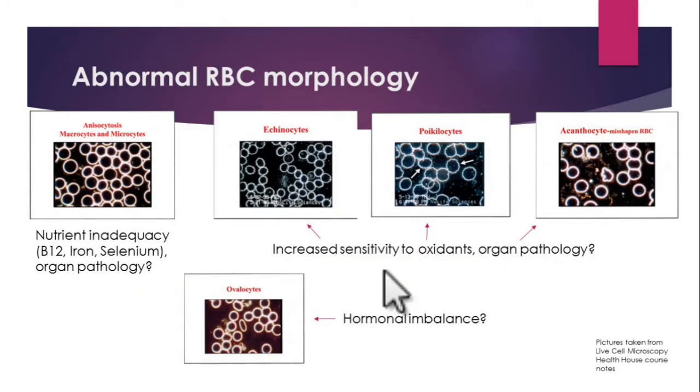And we could also see abnormal RBC morphology in live cell microscopy, but we take this more seriously. So we can see fear inside your red cells, which may indicate nutrient inadequacy, such as B12, iron, selenium, or organ pathology. And we might see membrane irregularities, such as acanthocytes, poikilocytes, or echinocytes, which suggest increased sensitivity to oxidants or oxidant pathology, and that you may need antioxidants. And here we see a hormonal imbalance when we have increased ovocytes.